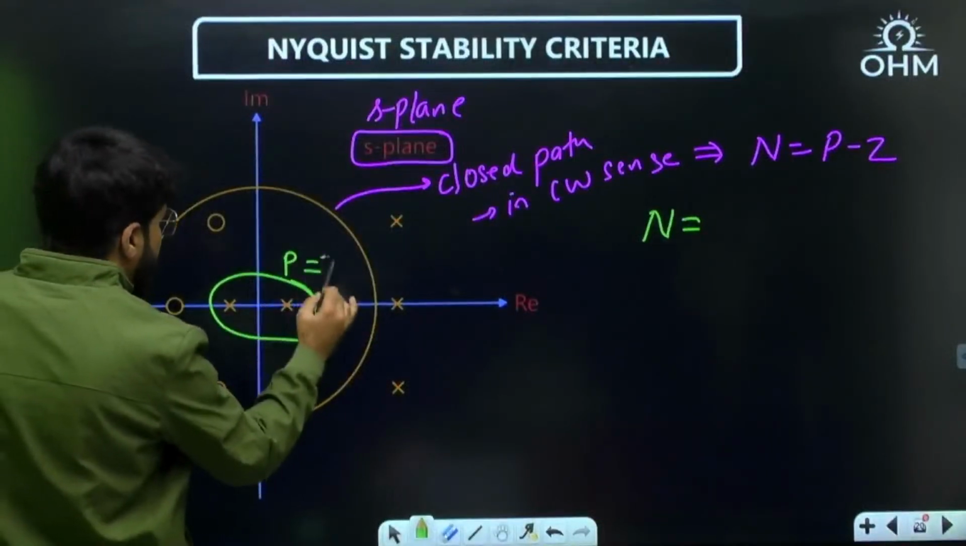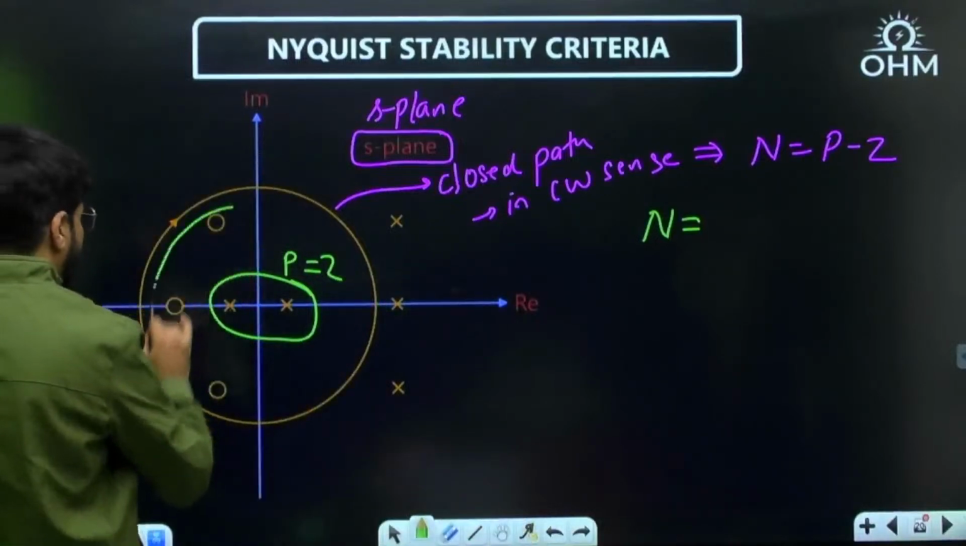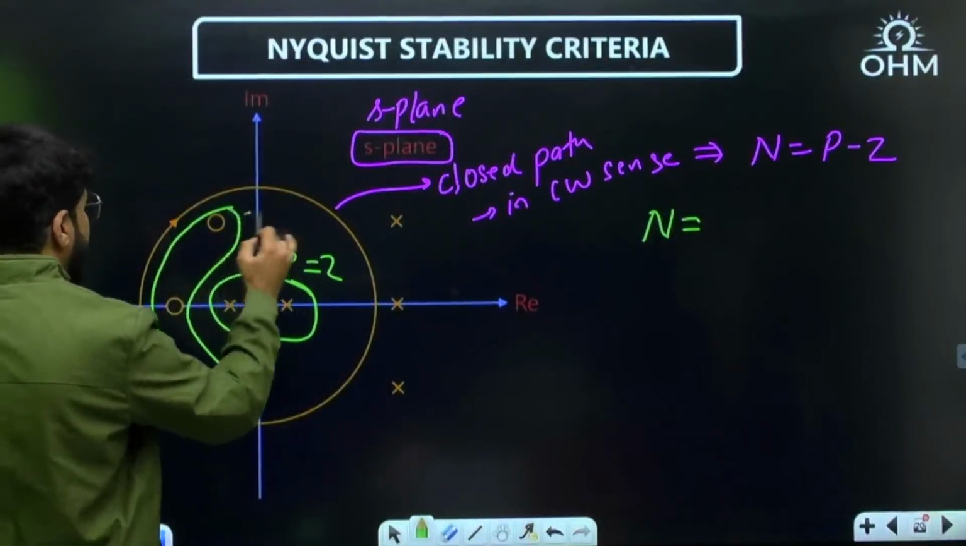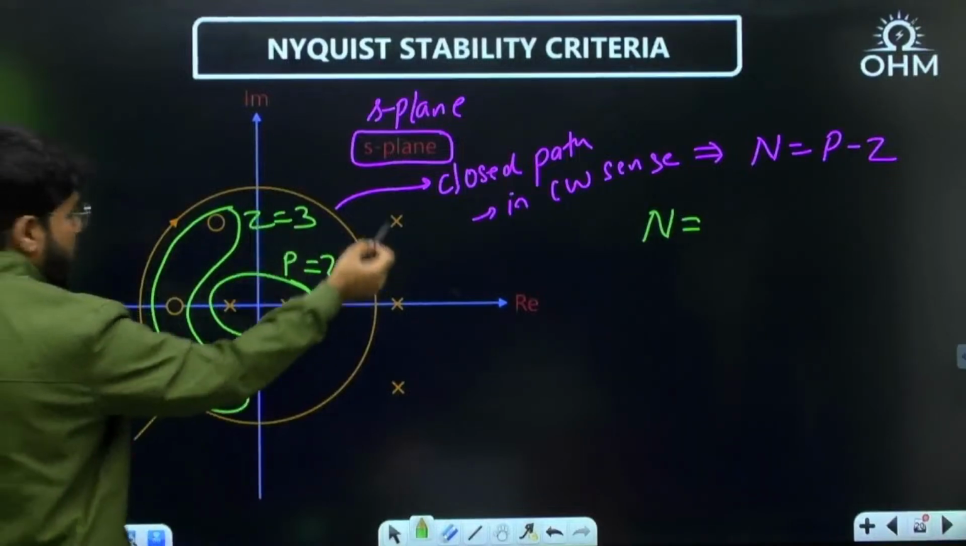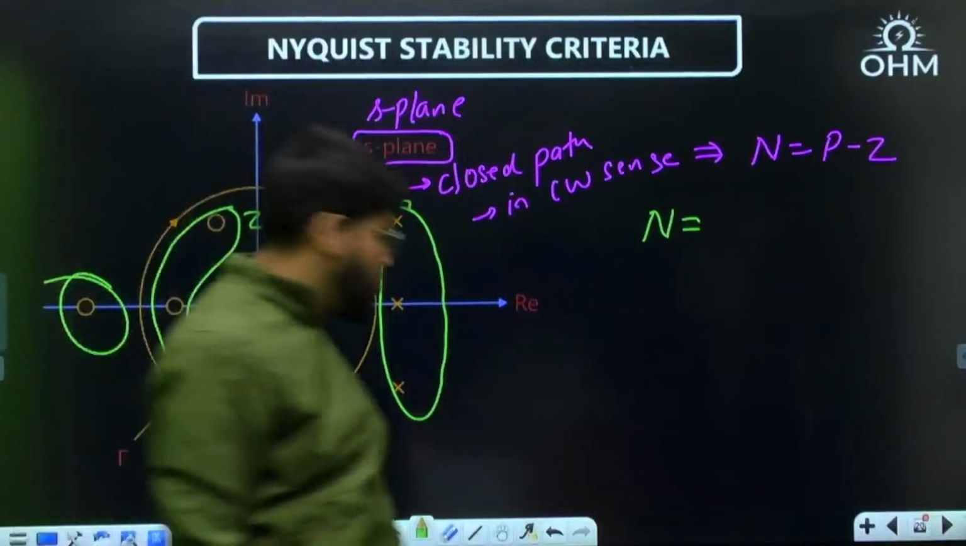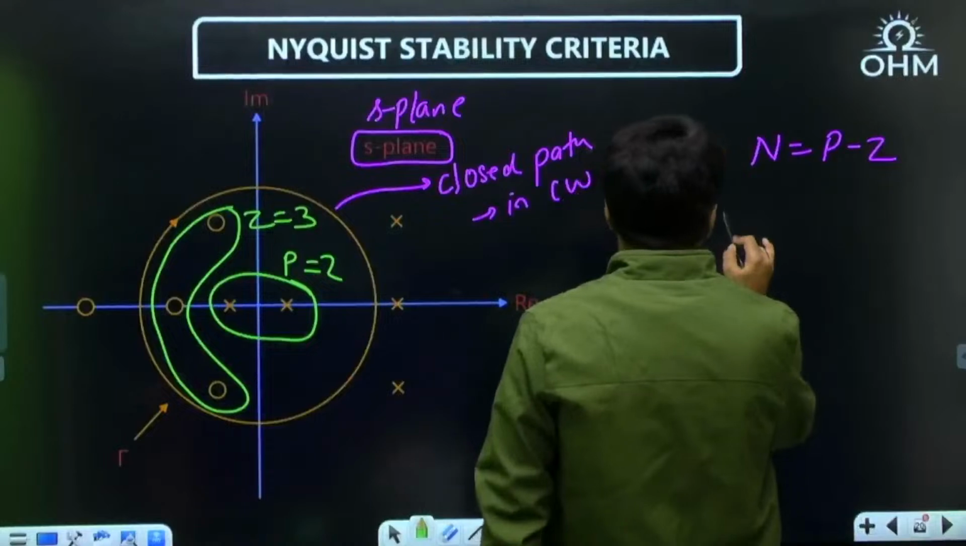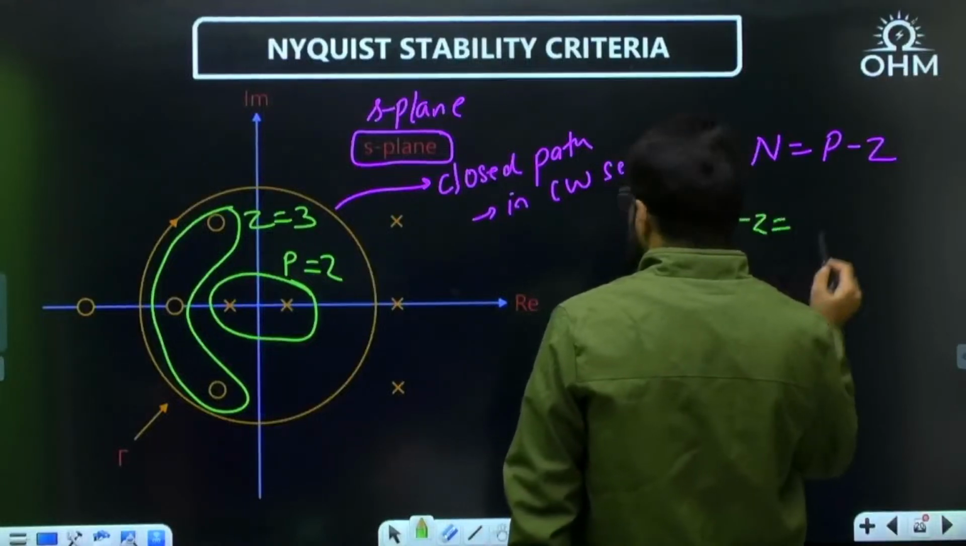P equal to 2. This is not to be counted. And how many zeros are inside? 1, 2, 3. These poles are not to be counted. This zero is not to be counted. Poles and zeros only inside.